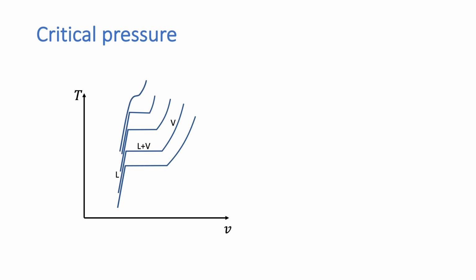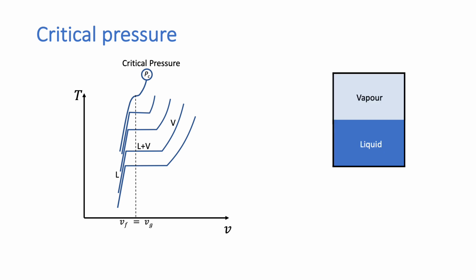Eventually, if we reach a pressure that is high enough, then instead of having a horizontal segment, we will only have an inflection point. At this point, Vf is equal to Vg. This pressure at which Vf is equal to Vg is known as the critical pressure. Now, the critical pressure has some very interesting consequences.